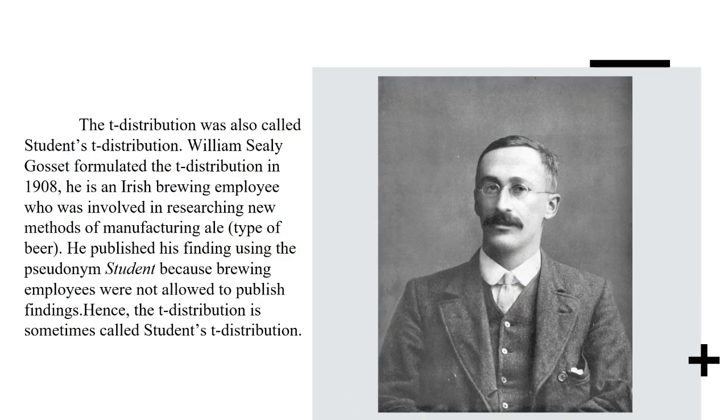The t-distribution was also called Student's t-distribution. William S. Gosset formulated the t-distribution in 1908. He was an Irish brewing employee who was involved in researching new methods of manufacturing ale, a type of beer. He published his findings using the pseudonym Student because brewing employees were not able to publish findings. Hence, the t-distribution is sometimes called the Student's t-distribution.